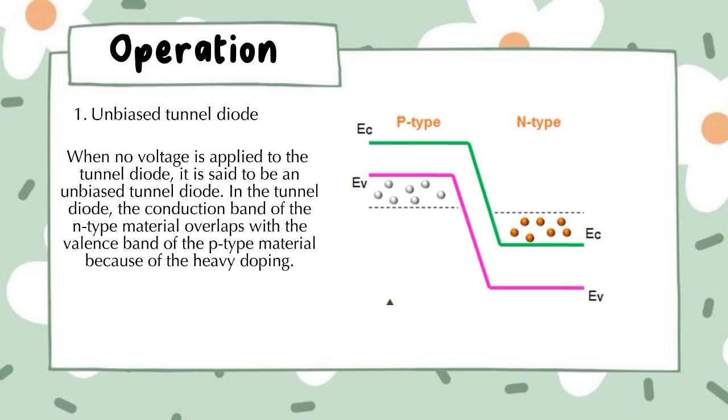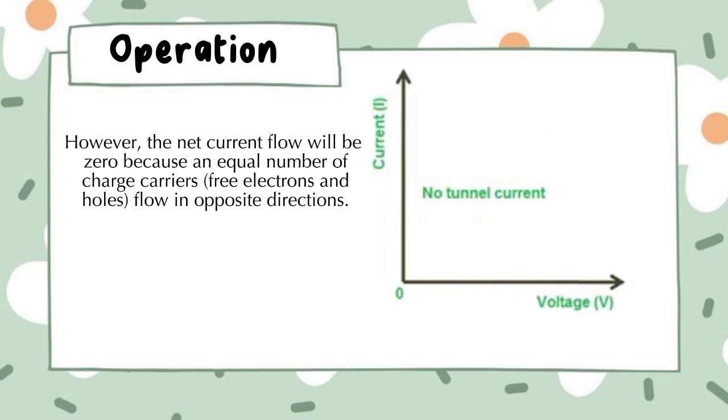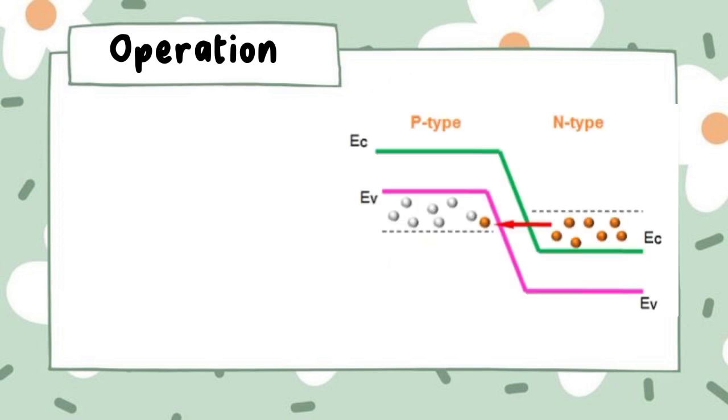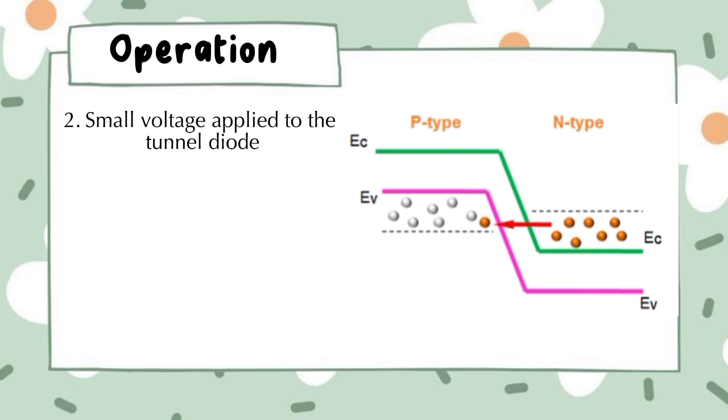Likewise, some electrons tunnel from the valence band of the p region to the conduction band of the n region in a similar way. However, the net current flow will be 0 because an equal number of charge carriers, free electrons and holes, flow in opposite directions. 2. Small voltage applied to the tunnel diode.